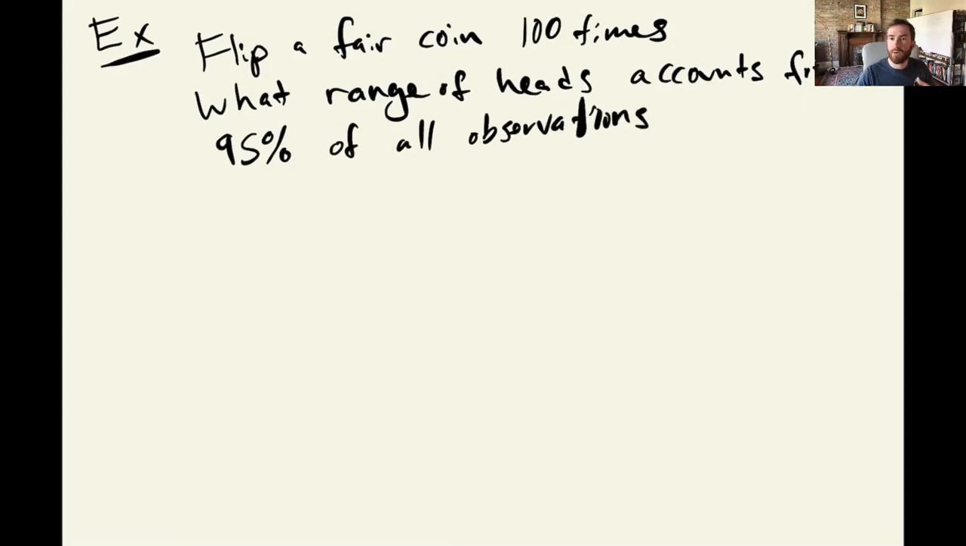Meaning, suppose I wake up every morning, I have a weird ritual. I get up, I flip my coin 100 times, I count the number of heads, I write it down on a piece of paper, and I do this every day. I want to understand what is the range of possibilities that will fit roughly 95% of all days. Well, here's a situation where you can use the 68, 95, 99.7 rule. So remember the 68, 95, 99.7 rule.